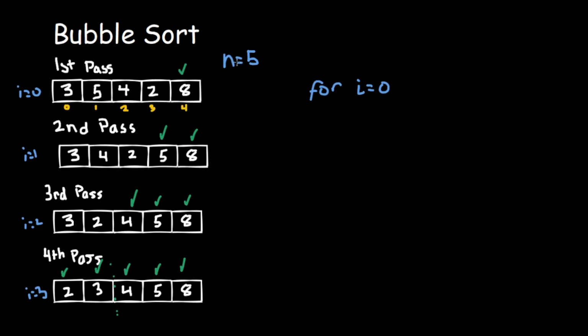So let's see if we can find a relationship here. For i equals 0, we have 5 elements and we did 4 passes. So we did 5 minus 1, which is the same as saying n minus 1. So from i equals 0 to n minus 2, that's how many passes we had.